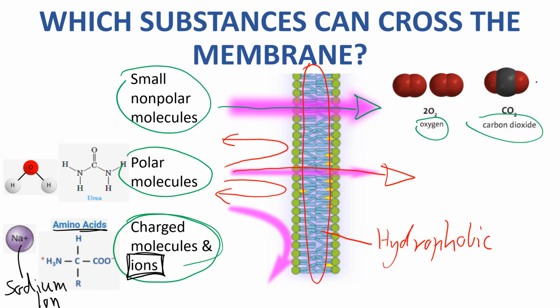And here's an amino acid, really important biological molecule. You can see at this end it's got a positive charge, and this end it has a negative charge. So because of that charge, it's extremely hydrophilic. It's attracted to water, and it can't get through that hydrophobic layer in the middle. So all these charged particles are going to bounce off and not get through.